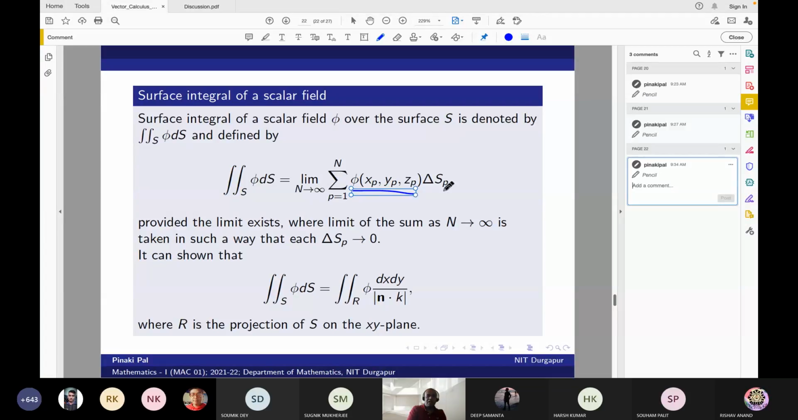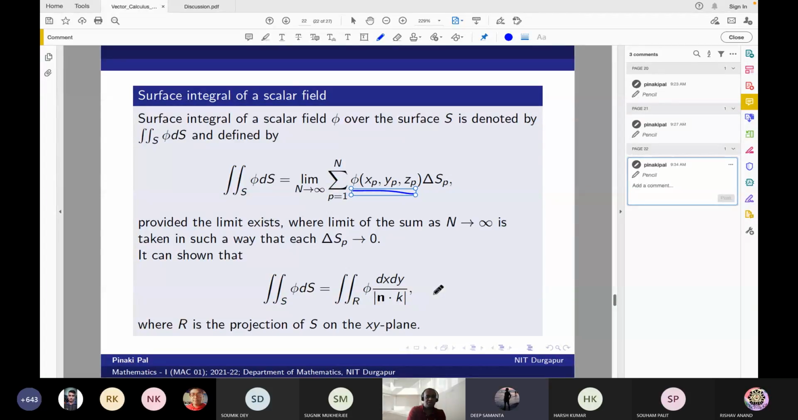Okay. Similarly, this dS we have to replace. If the projection on the xy plane is allowed, we have to evaluate this using a double integral using the projection. Note that this surface S is projected to the region R, and this dS is replaced by dx dy upon n dot k. This will give us cos theta.